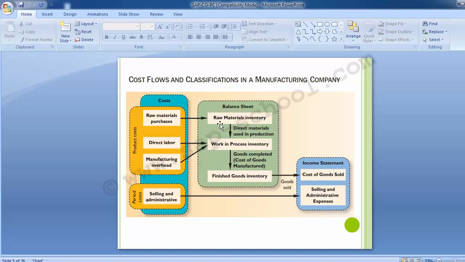So as a product is manufactured from raw material to work in progress, and when it is completed as a part of finished goods, the cost flows to the finished goods inventory account. Here the goods await sale to the customers. That is why the value which has flowed to the finished goods inventory is also known as cost of goods manufactured.